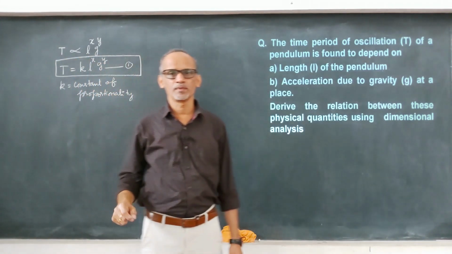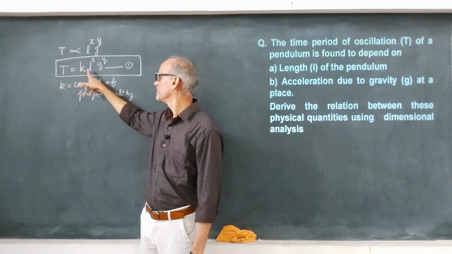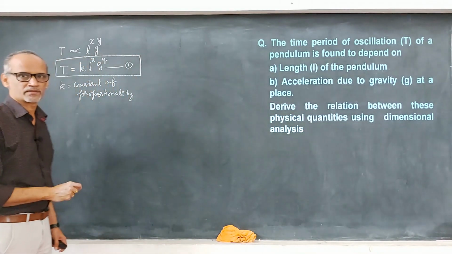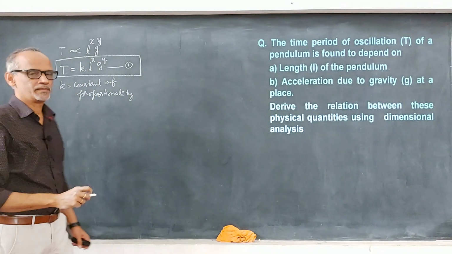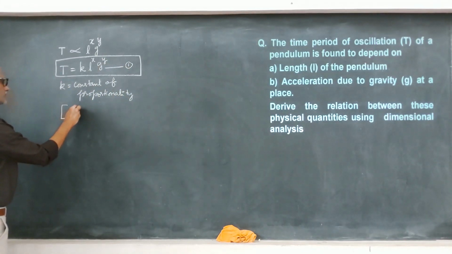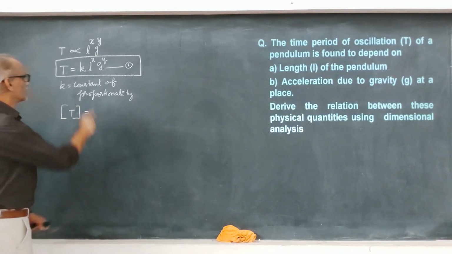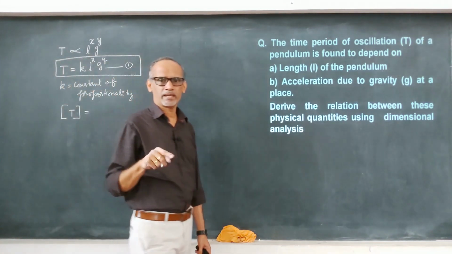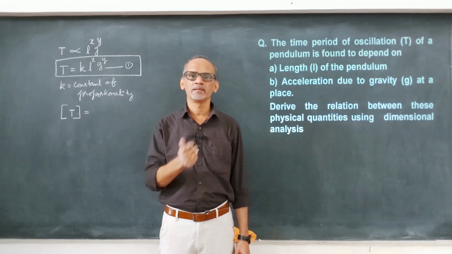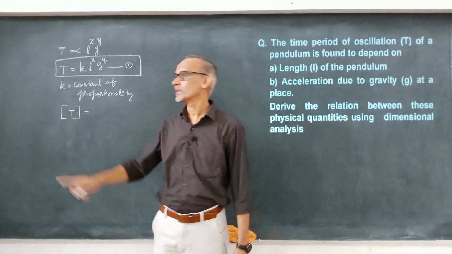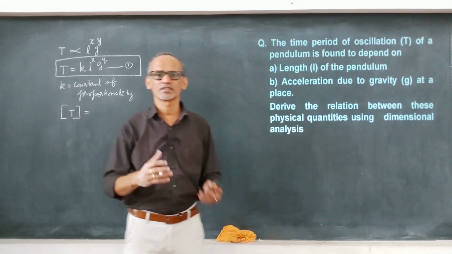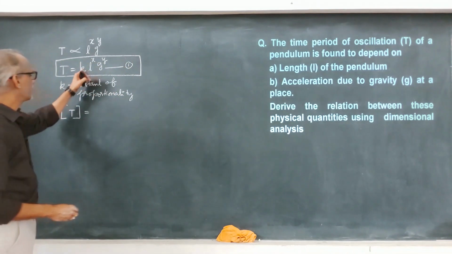write the dimensional formula of every term like this. Write the dimensional formula of every term. So, let us start from here. What is T? T means time period. So, what is the dimensional formula of time? That is T itself. K. This K is a constant of proportionality without any unit, without any dimension. So, I am not going to write any dimensional formula for that, because there is no dimensional formula for that constant. So, do not write anything.